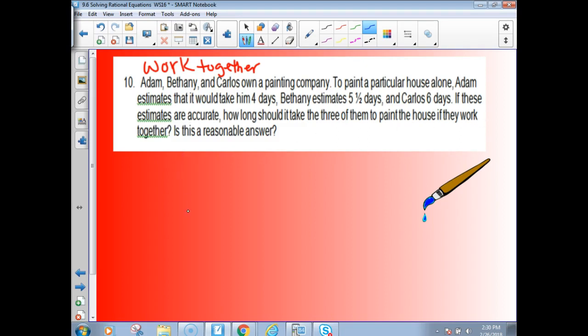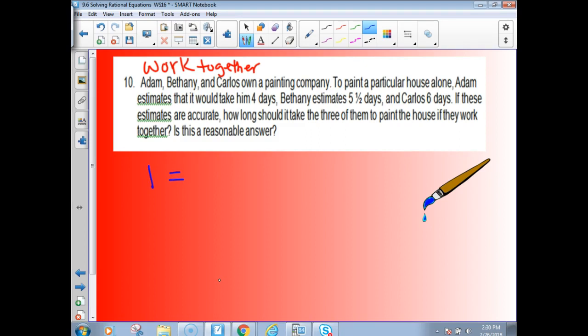All right, now, if they work together, they're trying to just do one job. I have actually 2 ways I could do these problems, but they always come out the same. So I'm going to do it sort of like the book says it, and you're going to do one entire job.